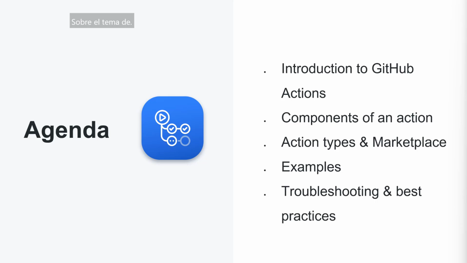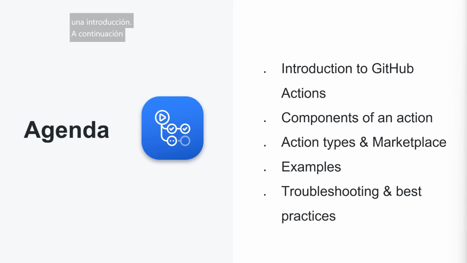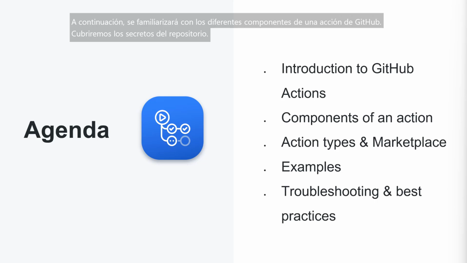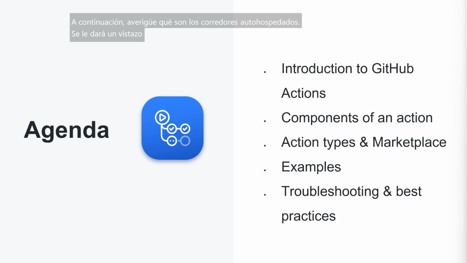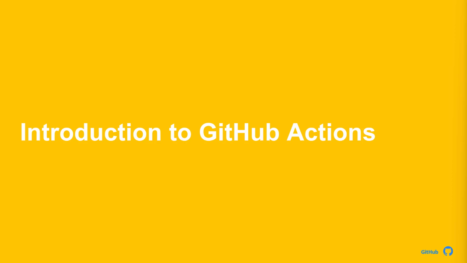On the topic of GitHub Actions, you will find out what GitHub Actions are as a product, as we provide you with an introduction. Next, you will become familiar with the different components of a GitHub action. We will cover repository secrets. Then, find out what self-hosted runners are. You will be given a glance at the GitHub Actions API. Then, we will cover how you can post your action to the GitHub Marketplace. To complement a little what has been seen and in the form of a summary, let us see.